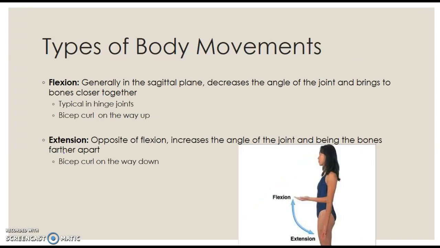All right, now we're going to get into the actual movements. A lot of times these are going to be opposites of each other. For example, flexion and extension are opposite. Flexion is when you decrease the angle of a joint and bring the bones closer together, and extension is the opposite. If you bend your knee, that's flexion. When you extend your knee back out, that's extension. The picture over here shows a bicep curl. As she comes up on her bicep curl, it's flexion, and when she extends her elbow, it's extension.